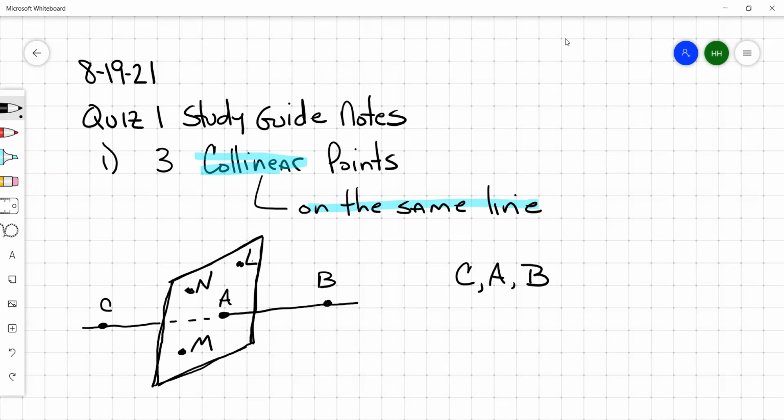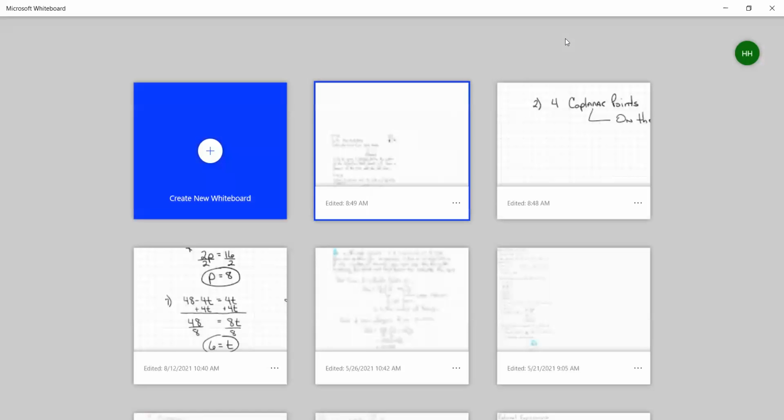Those are all coplanar. You see how point C and point B, they're not within that plane? They are not coplanar. You guys see the difference? All right, I'll take that as a yes. We understand the difference.